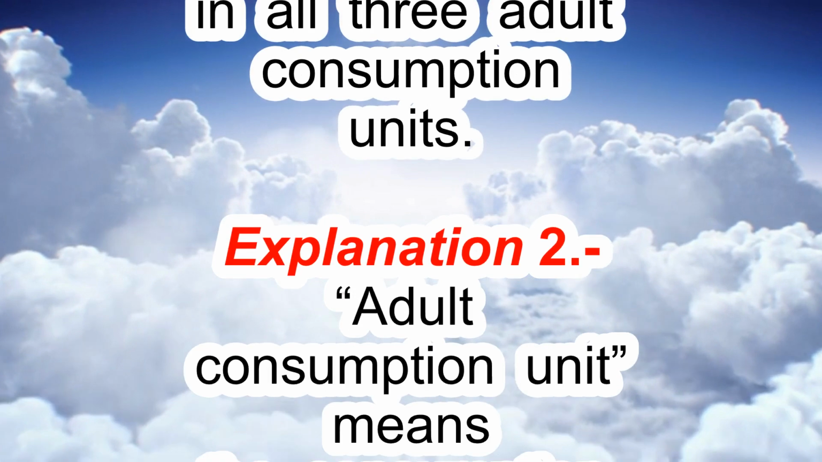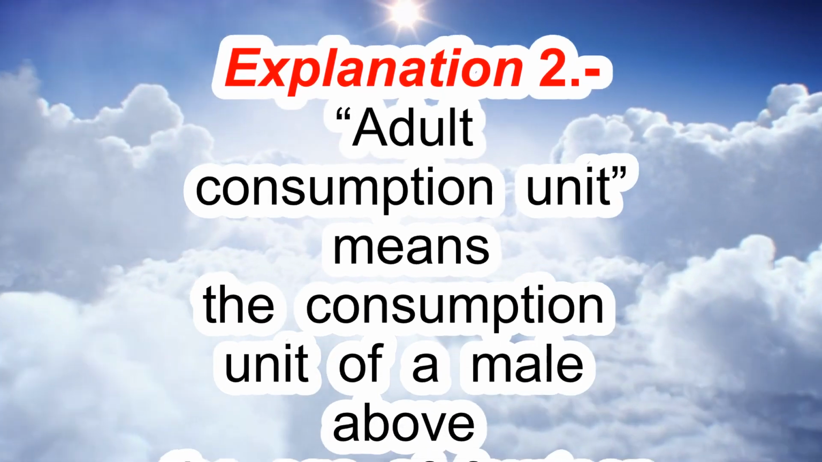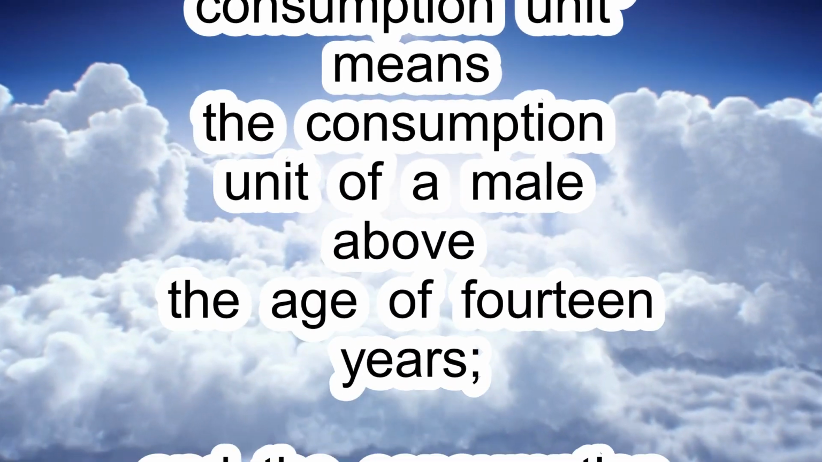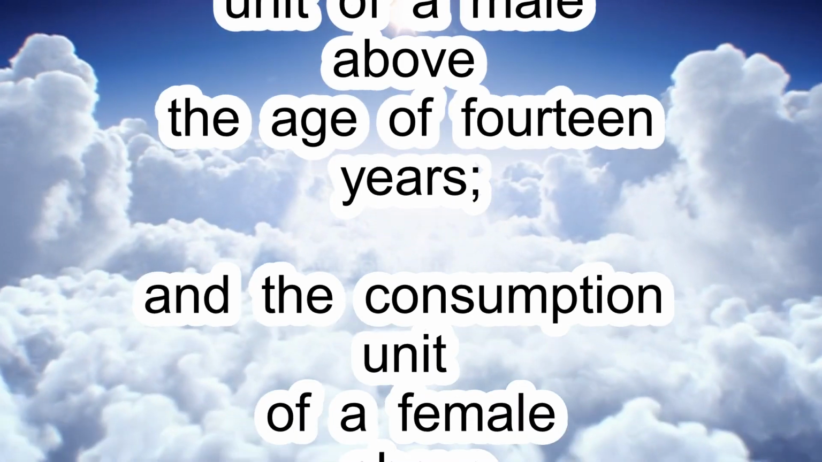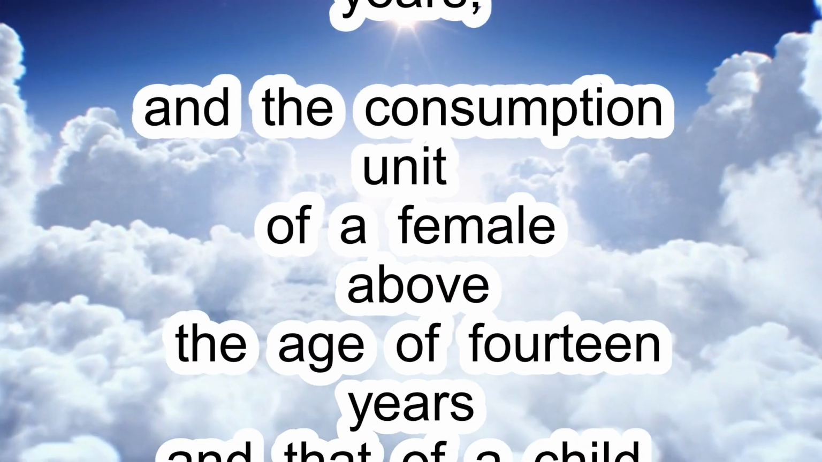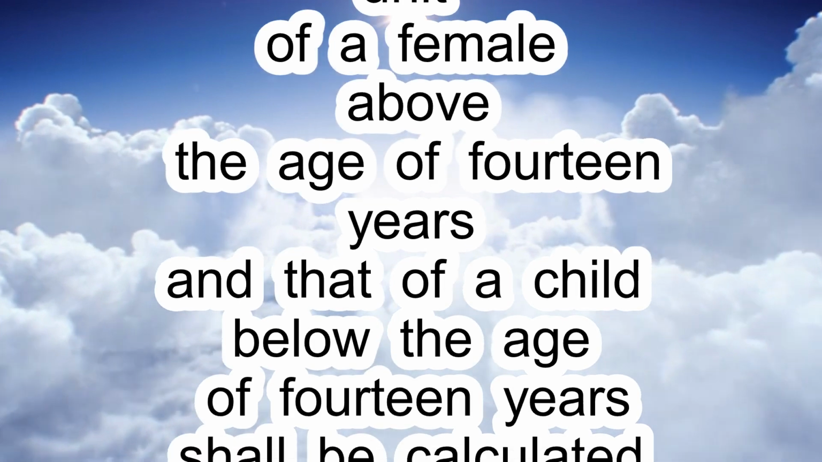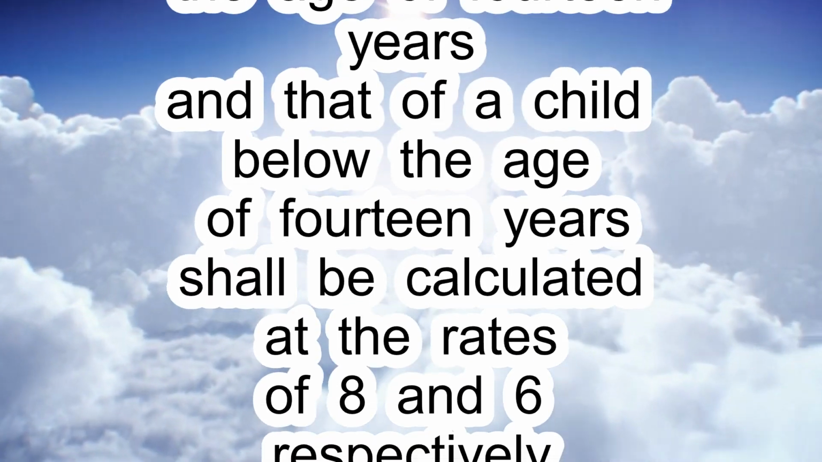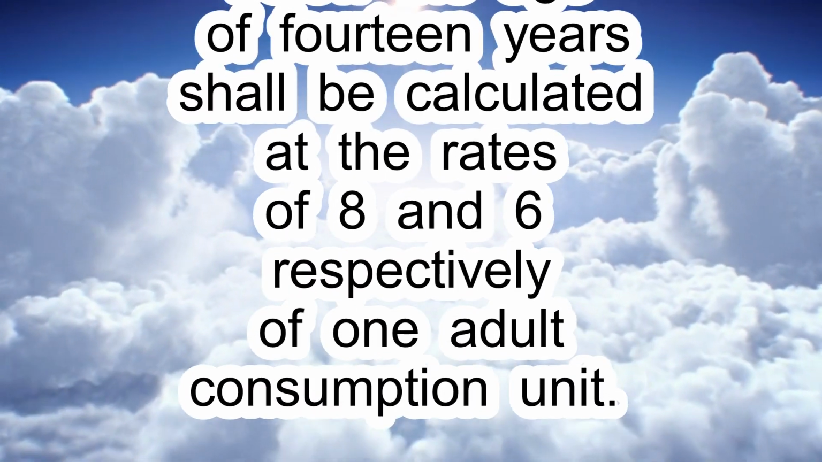Explanation 2. Adult consumption unit means the consumption unit of a male above the age of 14 years, and the consumption unit of a female above the age of 14 years and that of a child below the age of 14 years shall be calculated at the rates of 8 and 6 respectively of one adult consumption unit.